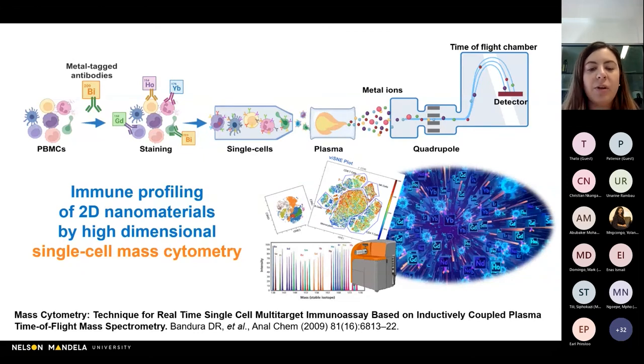So thanks to single cell mass cytometry, we can overcome the limits of flow cytometry, the spectral overlap, and many other limitations, and we can evaluate a large number of parameters at the same time at the single cell level.